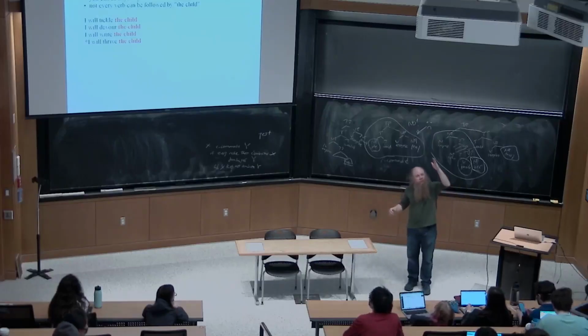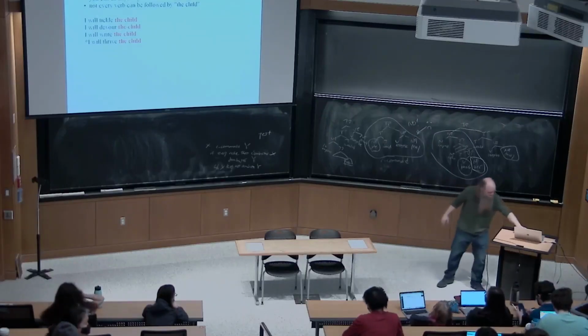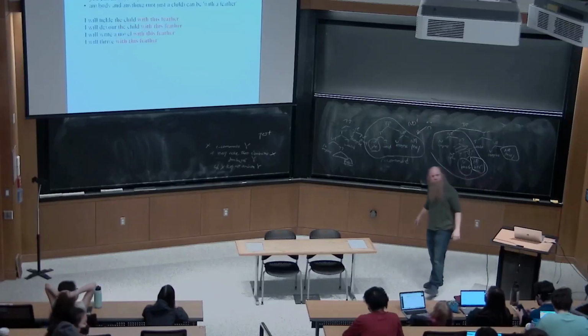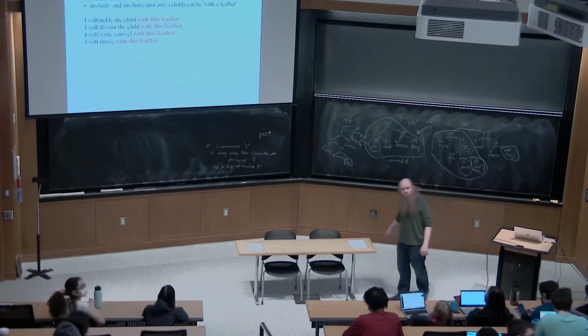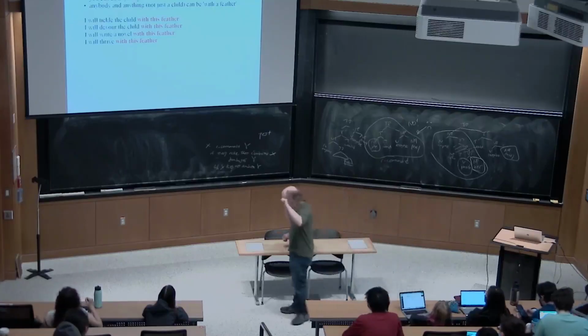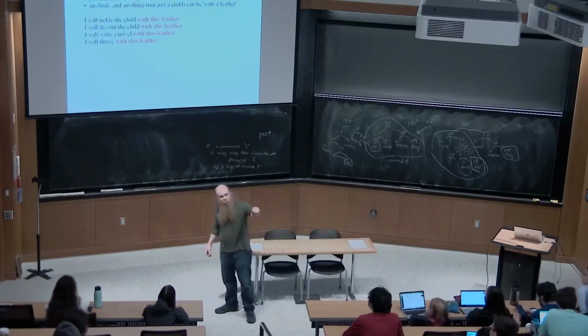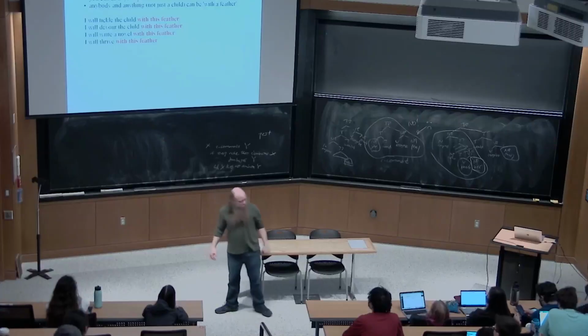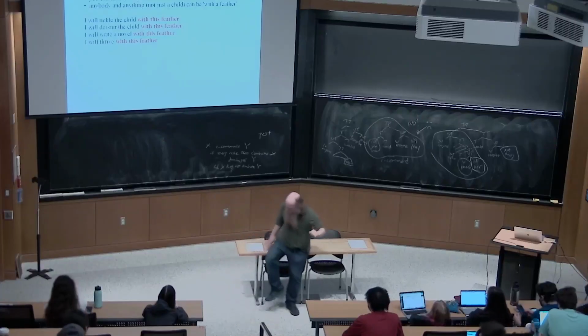In the previous slide, the fact that with the feather could be used with any verb, how does that relate to what you said earlier about how verbs select the preposition? So, good, nice point. How would depend with the feather work? That's a good point. So maybe this is a way to say it.